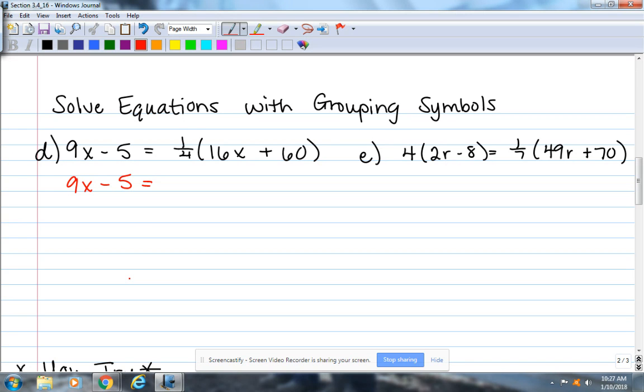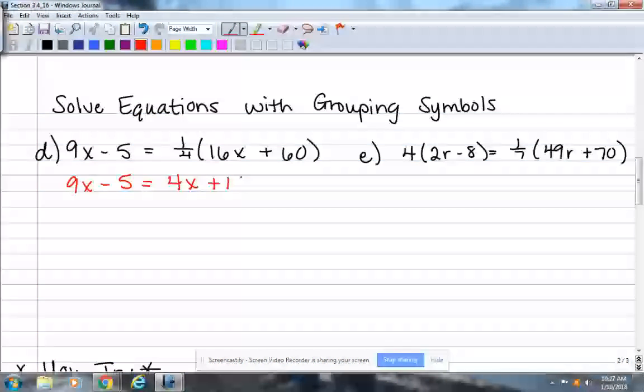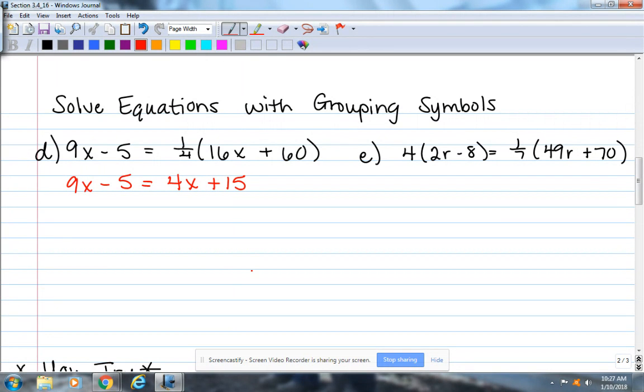And so what is 1/4 times 16x? Yeah, you just divide by 4 and you get 4x. Very good. Bless you. And what is 1/4 times 60? 15. So is everybody okay with us distributing that 1/4? Pretty easy. All right, so now what do we want to do to get our x's together?